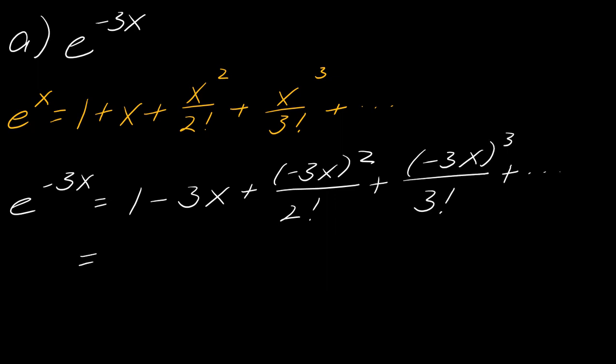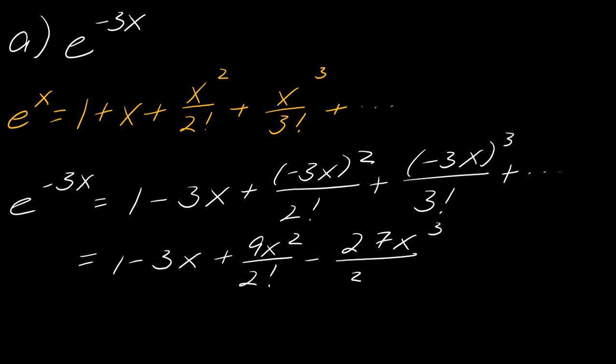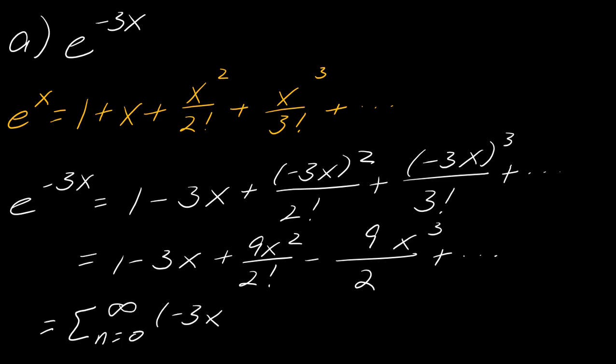So I can see how this is going to impact things. This becomes 1 minus 3x plus 9x squared over 2 factorial minus 27x cubed over 3 factorial. This will simplify then. This is 27 over 6, so I can divide the top and bottom by 3. So this becomes 9 over 2, and so on and so forth. I can really use the series form now to rewrite this. So this is going to be negative 3x to the n over n factorial.